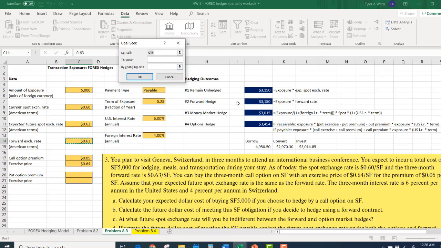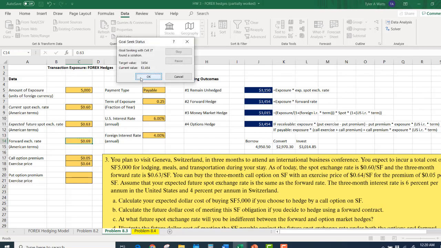Okay, so what we're going to do is set the forward hedge amount, which is in J7, equal to 3,454, which is the value of the options hedge, by changing the forward exchange rate. Here we're going to use the forward exchange rate because that's what we're plugging in there for the forward hedge value rather than the expected future spot rate. And Excel immediately calculated that out to 69 cents for the Swiss franc. So if the forward market rate were 69 cents, then the option scenario would be just as attractive as the forward market scenario.